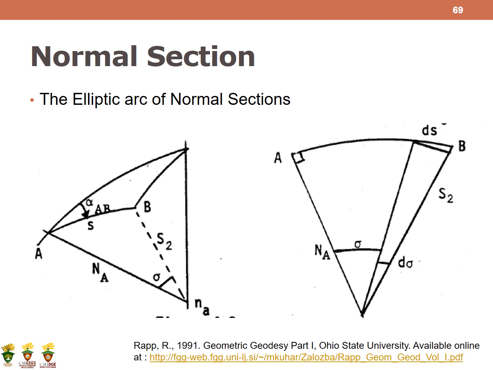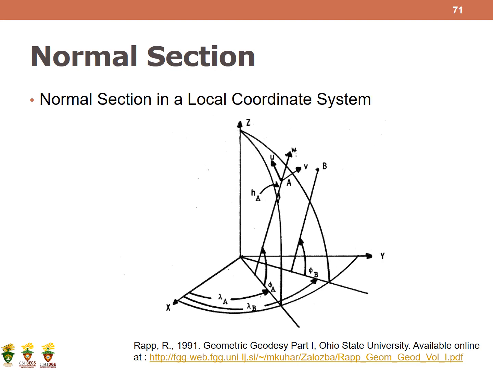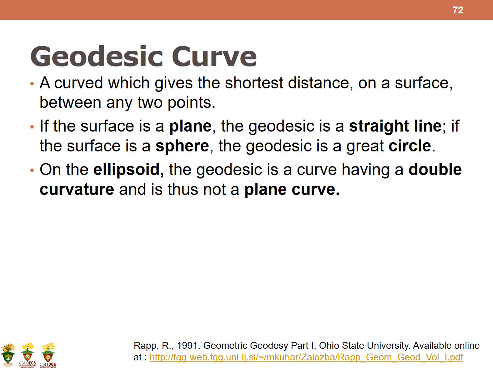And this one is the elliptic arc of normal sections. So the ellipse. And here is the deep angle of the curve. So that's the deep angle of the curve. And here is also the normal section in a local coordinate system, with its denotations. So it's only for introductions.